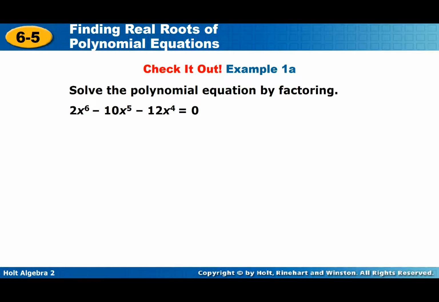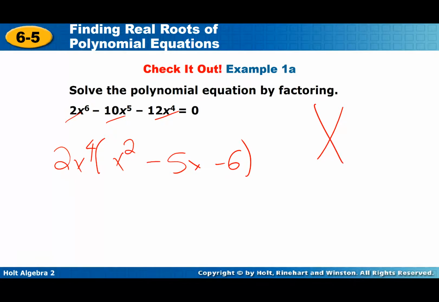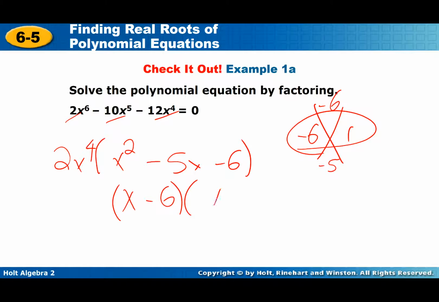But this one is basically the same as the last problem. These all have a GCF of 2x to the fourth, so you can divide out 2x to the fourth on all those and get x squared minus 5x minus 6. And then factor that by product and sum. So two numbers that multiply to make -6 and add to make -5. That would be -6 and +1. And because a is 1, those are my factors. So I'd have x minus 6 and x plus 1 as my factors. And don't forget the 2x to the fourth.